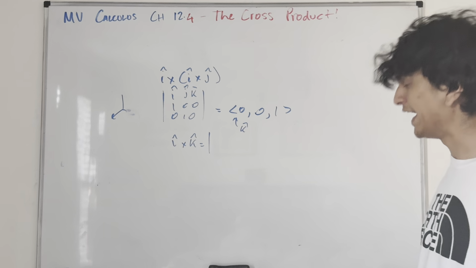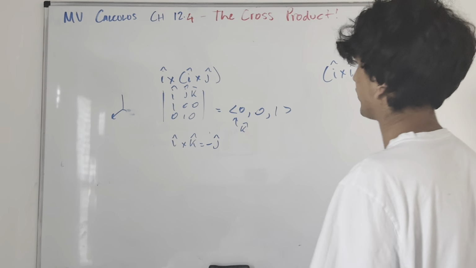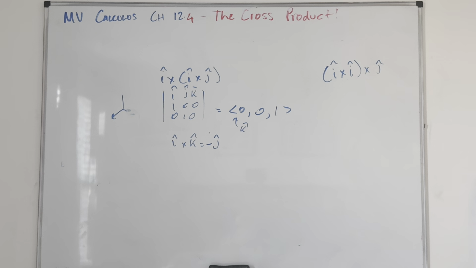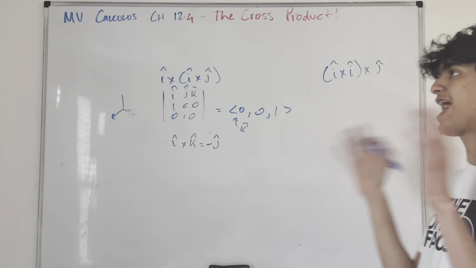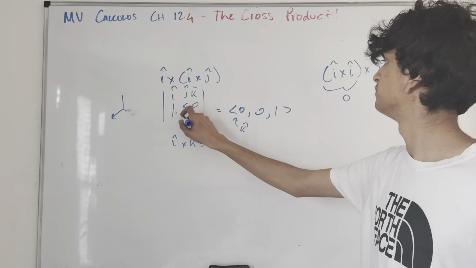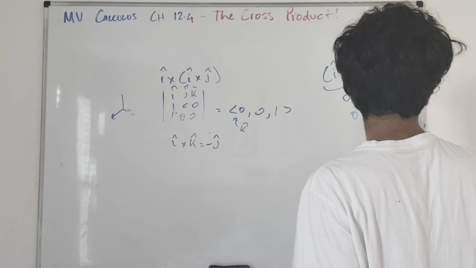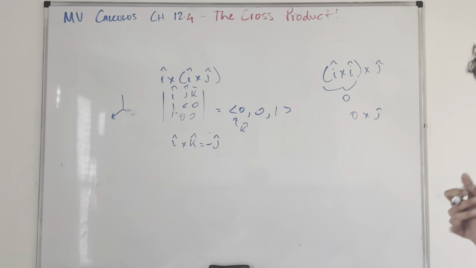But now, if I do I hat cross J, and change my parentheses using that associative property, I think, well, I hat cross I hat: a vector is always parallel to itself, so this will end up equaling 0 because they are parallel. You can imagine what will happen if I change it to 1. So 0 cross J hat will be 0. So this is not an associative thing. The associative property won't always hold.